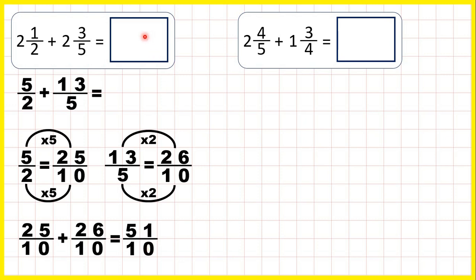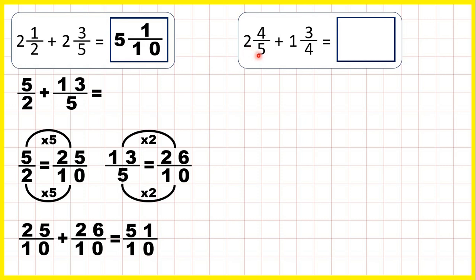But if we want to turn that back into a mixed number, we can divide. 51 divided by 10 is 5 remainder 1. The denominator stays 10, so our answer is 5 1/10.